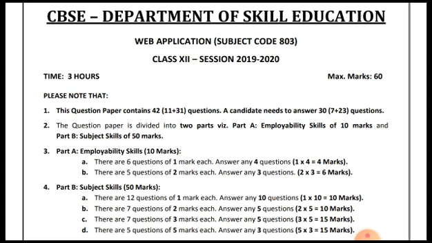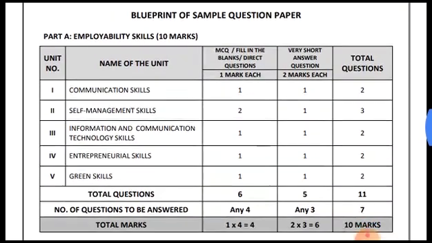What I expect all of you to do is start studying these employability skills yourself. There are 5 units in these employability skills, like communication skills, self management skills, and information and communication technology skills. In this unit most of the contents are from PowerPoint, Word and Excel. These 3 units comprise the most portion. Then entrepreneurial skills and the green skills.